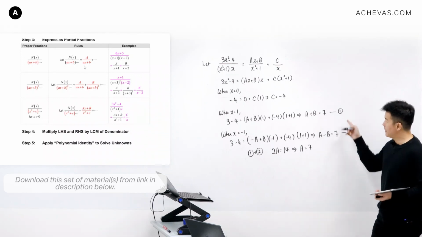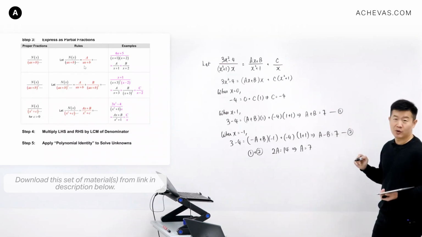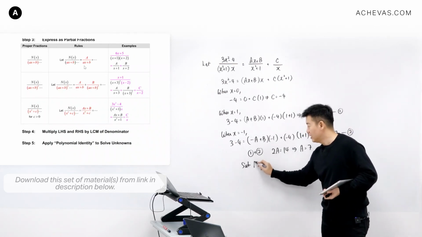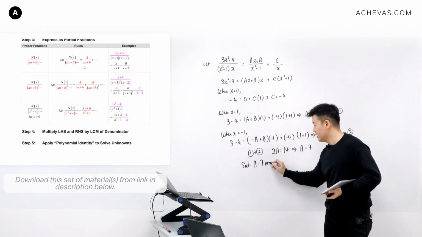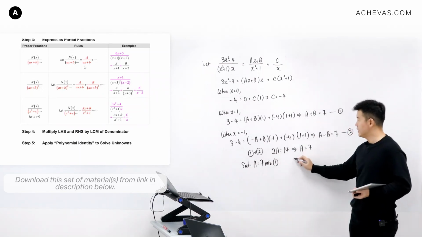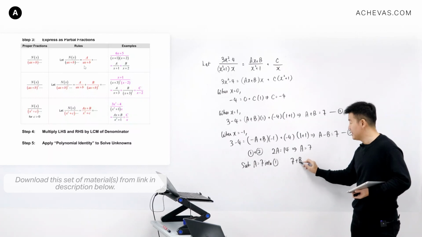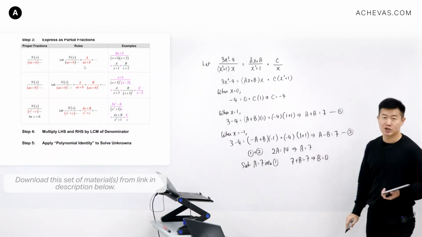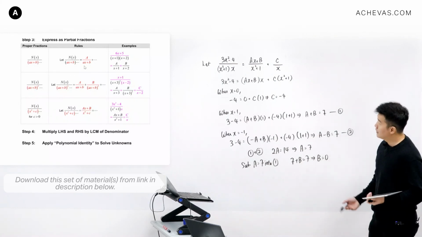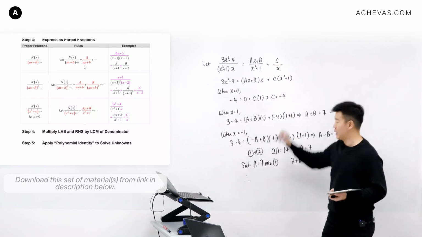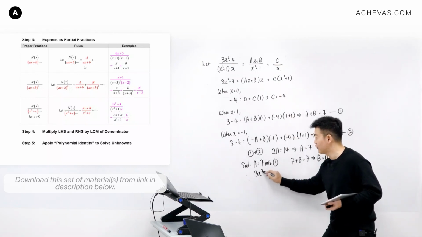I'm going to substitute this back into either equation number 1 or 2. Let's just go for 1. So if I were to substitute a is equal to 7 into equation number 1, then what we will have is going to be 7 plus b is equal to 7. This tells us that in fact b is just going to be 0. Therefore, now we can also successfully re-express our last example here into its partial fraction.